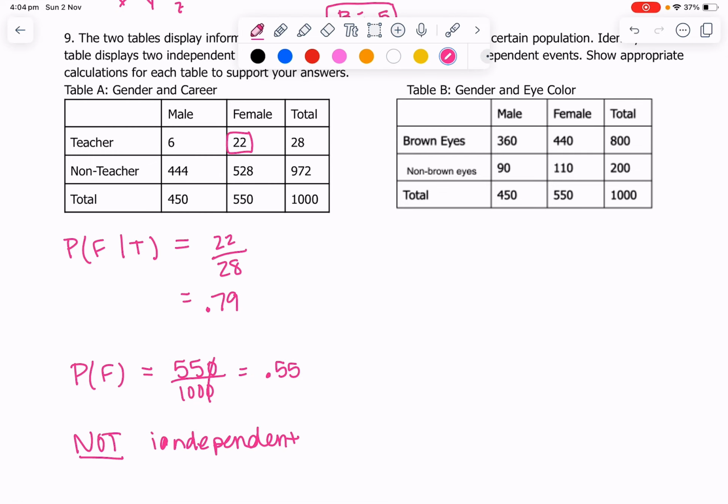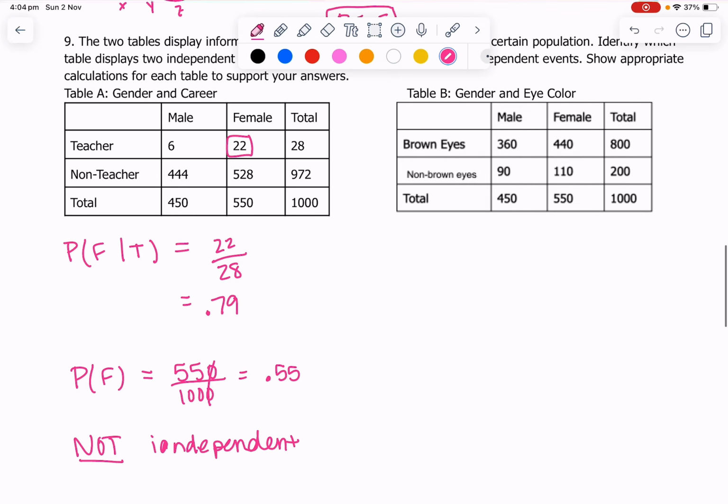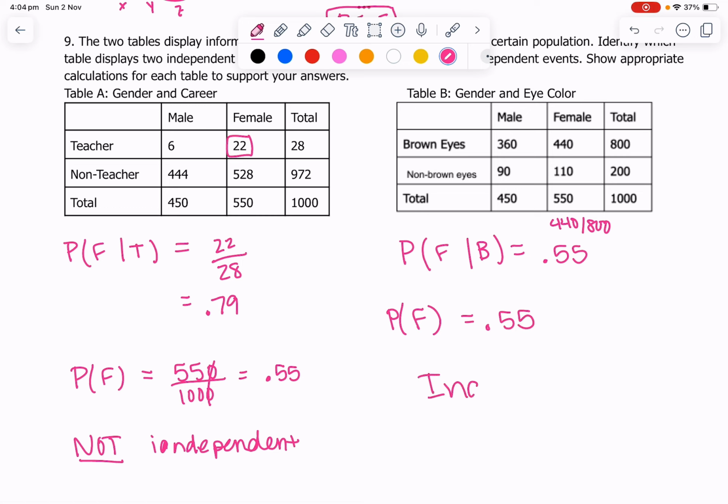All right, then over here, we probably know that brown eyes and not brown eyes are not dependent with your gender, but let's make sure. So I'm going to go kind of the same strategy here. What's the probability of being a female given that you have brown eyes? It's 0.55 because I did that 440 out of the 800. And then we know from before that just the probability of being a female is 0.55. Therefore, they're independent. Knowing that somebody has brown eyes does not make it more likely that they are a female.